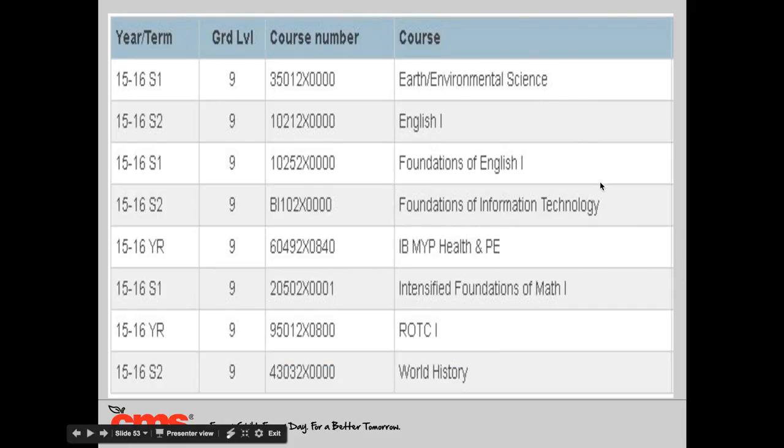And then this is another schedule. A 9th grader, the advanced level, and you can see they're in information technology, which is excellent. They've got the ROTC, which we talked about, and because they're advanced, they probably are fine with the world history and the earth environmental science.